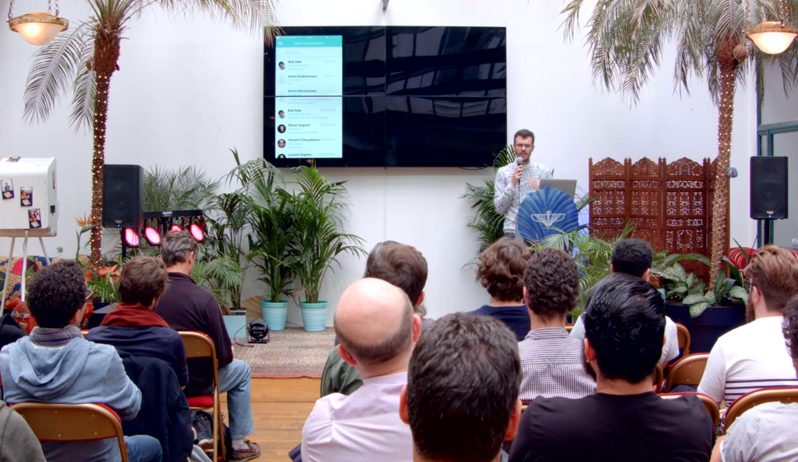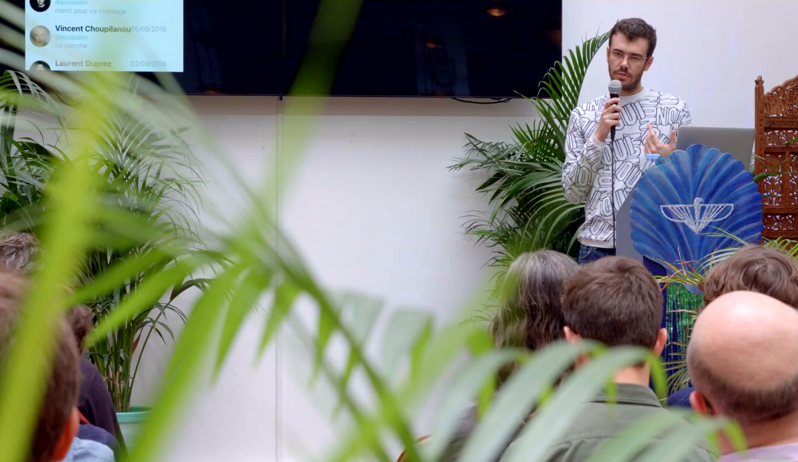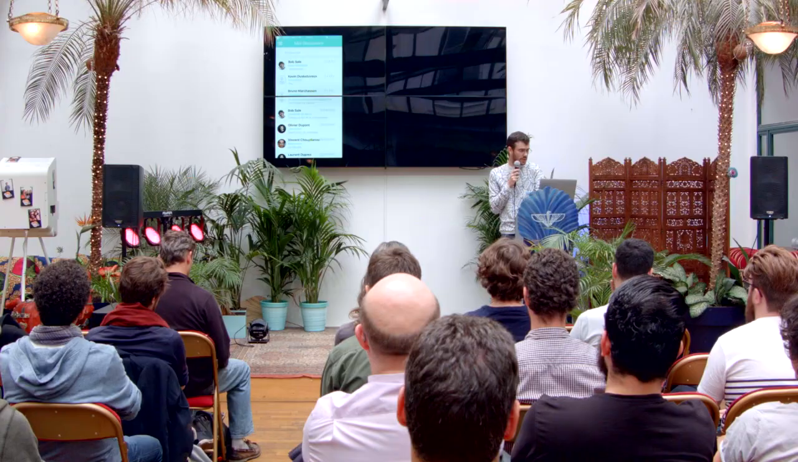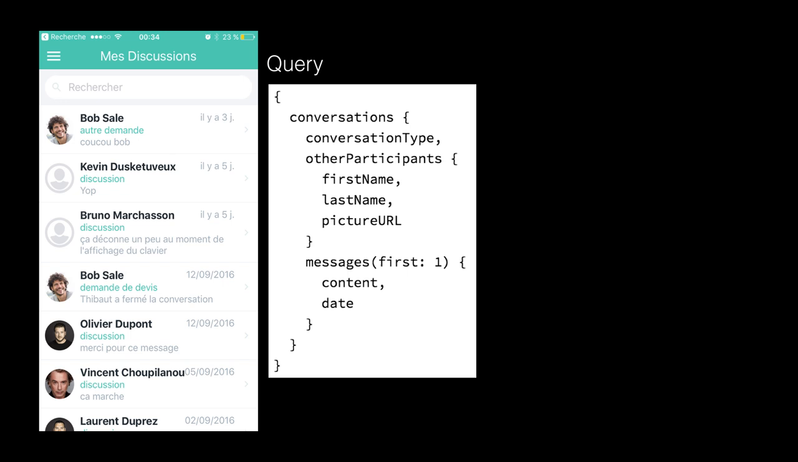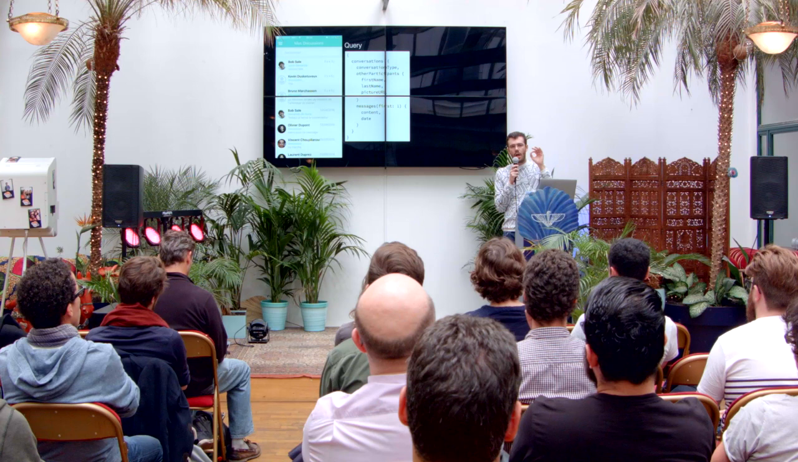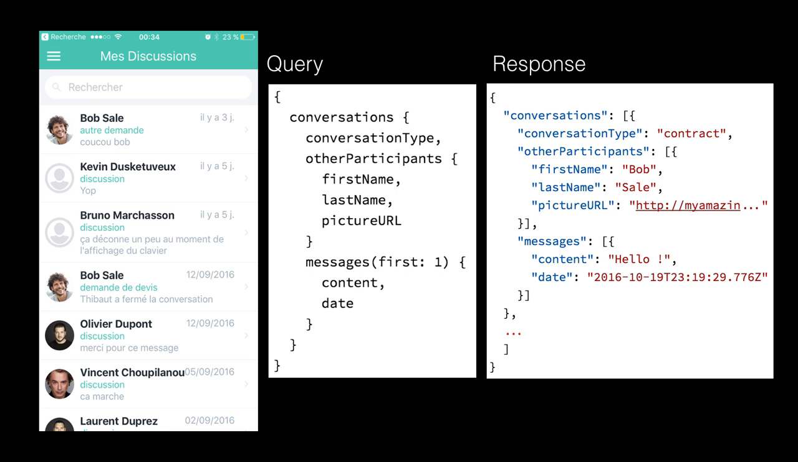So let's look back at our example. We wanted to fetch the exact data that we needed to display this view. And with GraphQL, it's pretty simple. We need a list of conversations, their type, the other participant, their first name, their last name, their picture, and the first message. And with only one query, I will be able to get all the data that I need to render this view.